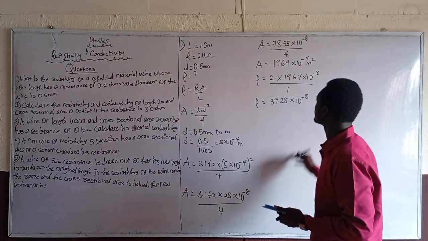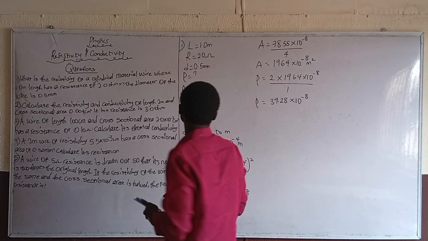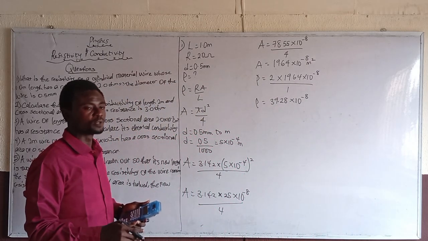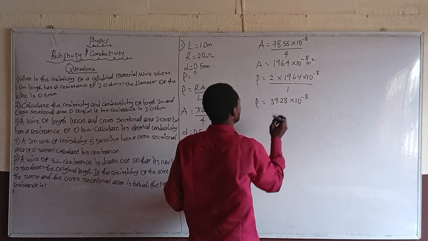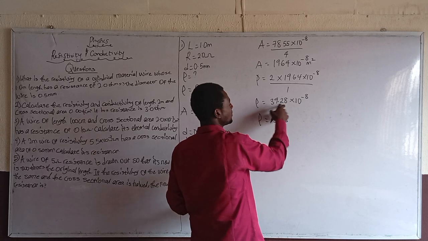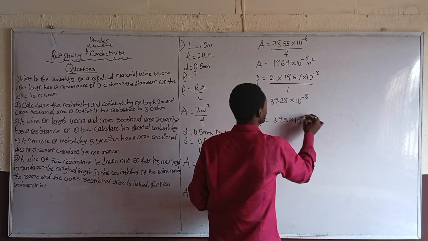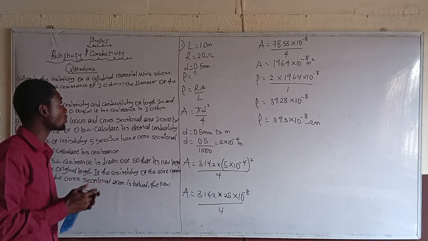Now, let's write this number in standard form. The rule of standard form says that my point must stay between the first and second number. So I move the point here. Resistivity becomes 3.93, approximated, times 10 raised to power minus 7 ohms meter. So that is question 1. So very quickly we move to question 2. Question 2.